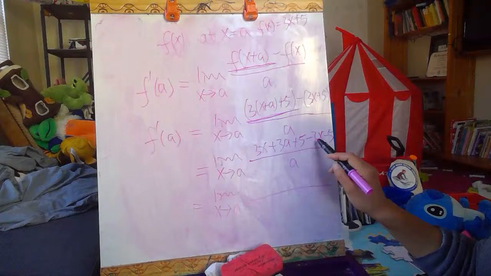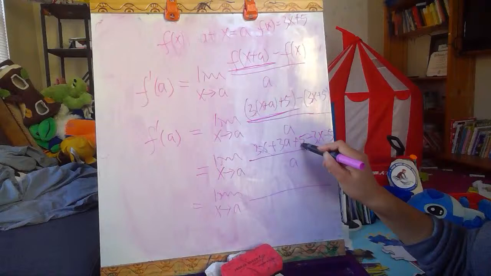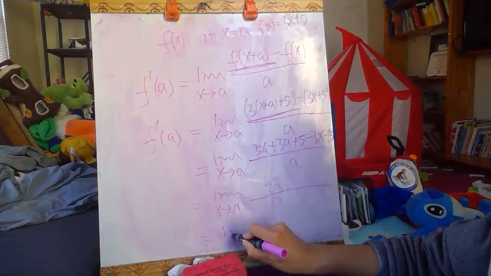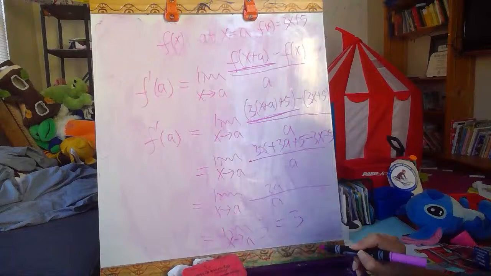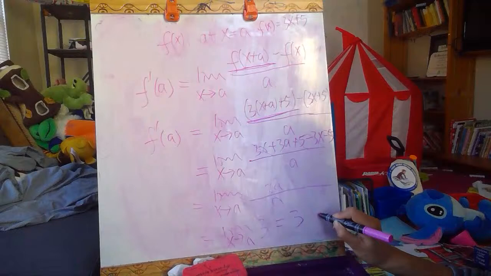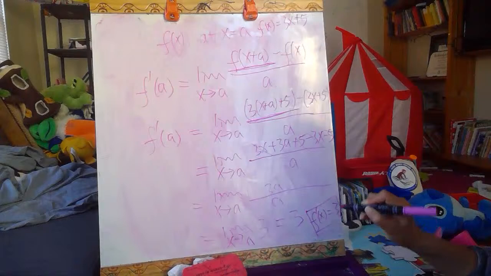5 minus 5 cancel, so the top is 3a and the bottom is a. So we do algebra, the limit as x goes to a. Here it's just 3, so the answer is 3. This is for any point a. So this derivative function, f prime of x, is 3. We find this by definition.